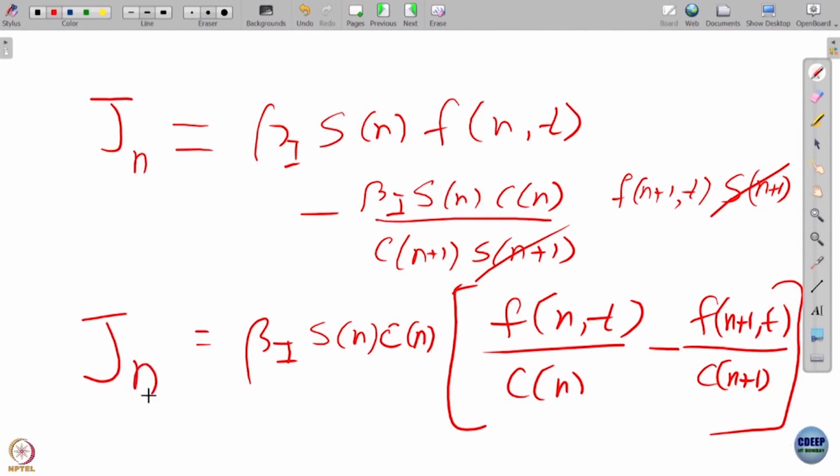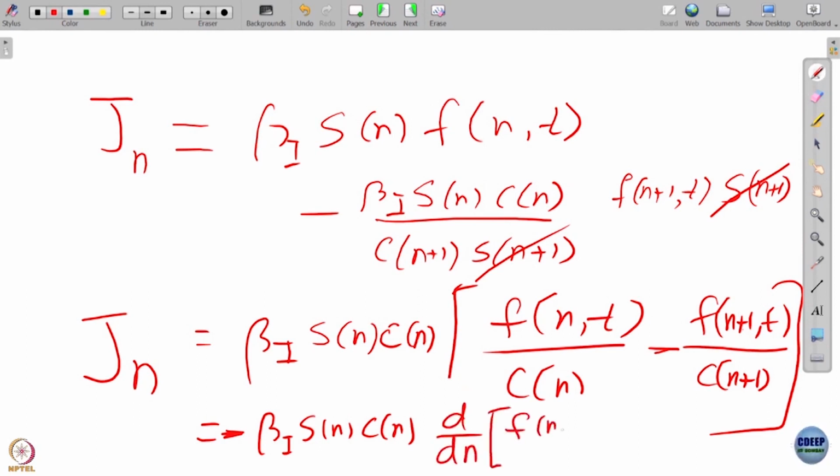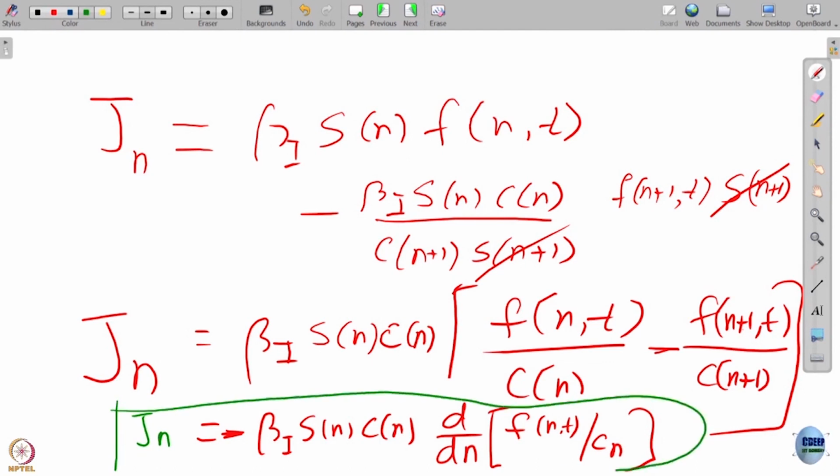Now, if you look at this expression, what do you see? You see a beautiful thing. In the limit of large n, I can call this a derivative. This can be written, because there will be a minus, as Jn equals minus beta i Sn Cn d/dn of Fn by Cn. This beautiful thing.